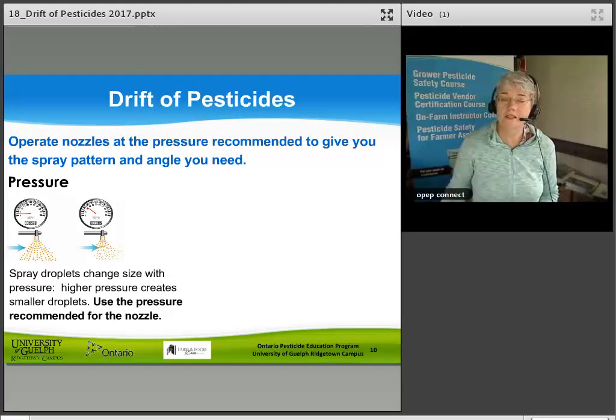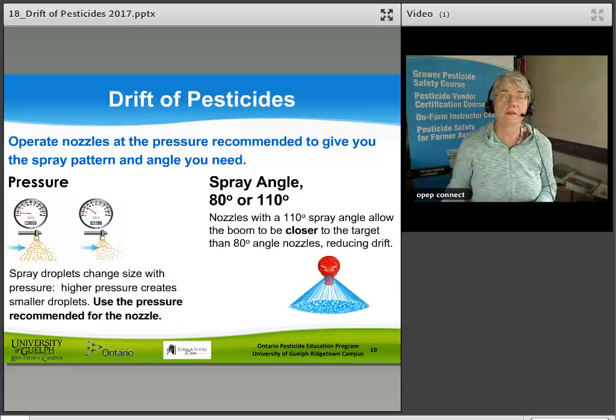Spray droplets change size with pressure. Higher pressures usually create smaller droplets, so use the pressure recommended for the nozzle. There may be specialty nozzles, and to get the exact droplet size that you need, follow the pressure recommendation for those particular nozzles.